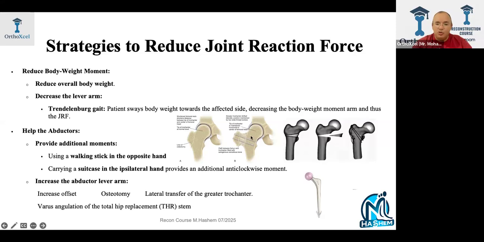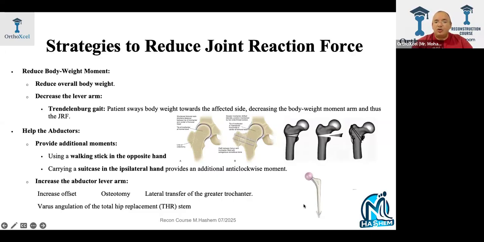What is the other option? With the same concept, it is to move the GT away. So if you do a lateral GT transfer, again, you are increasing the lever arm of the abductors. Again, you are asking the abductors to exert less force to maintain equilibrium with the body weight. At the end of the day, you are reducing the total joint reaction force.